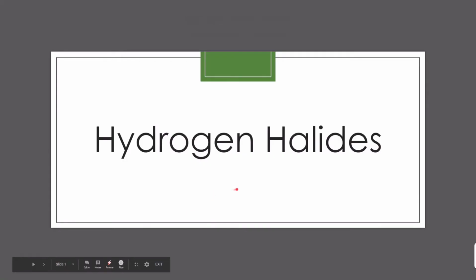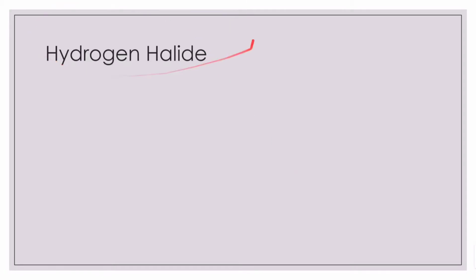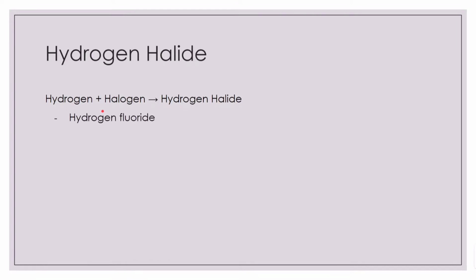So today's video is on hydrogen halides. First, hydrogen halides. A hydrogen halide is composed of a halogen and a hydrogen. This is pretty self-explanatory. And the ones we're going to be looking at in more detail are hydrogen fluoride, hydrogen chloride, hydrogen bromide, and hydrogen iodide.